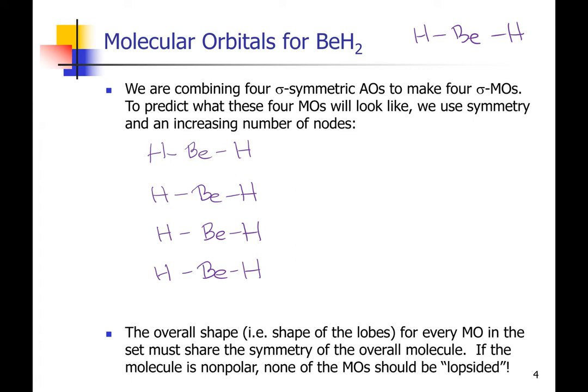So because beryllium hydride is a symmetrical molecule, because it is nonpolar, we've got the beryllium in the middle and 1 hydrogen on either side. The shape of every single molecular orbital that we draw here is going to have to be symmetric as well. That doesn't mean that the phases will have to be symmetric, but the actual shapes of the lobes do. So we cannot make, for example, a molecular orbital that looks like that. That's not okay.